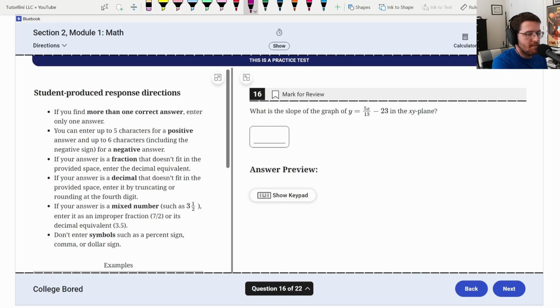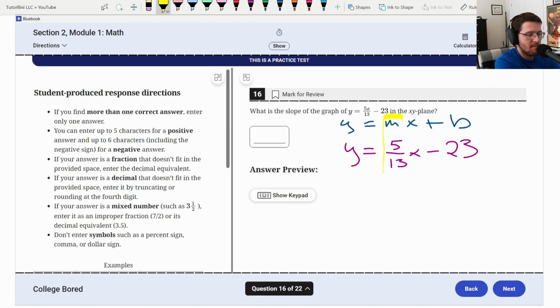Okay, question 16. So to make this one a little bit more clear for you guys, I'm just going to rewrite the 5x over 13 as 5/13 x. That is valid. That's going to give you the same kind of calculations and everything. All I did was take this fraction and write it in front just to make it more clear that it's a coefficient. So y equals mx plus b. You can see that the slope is 5/13. And the y-intercept is -23.